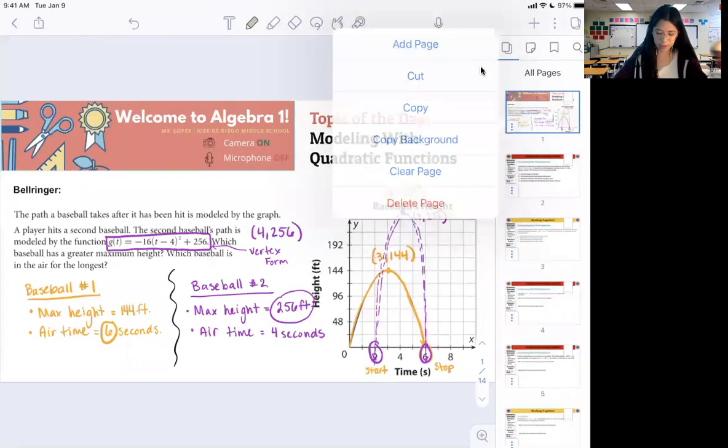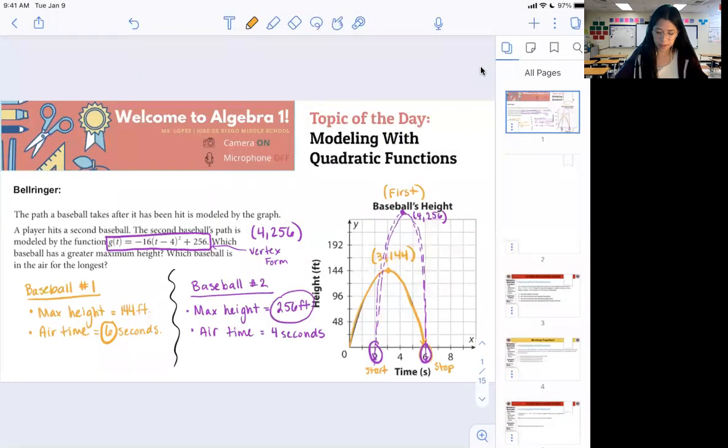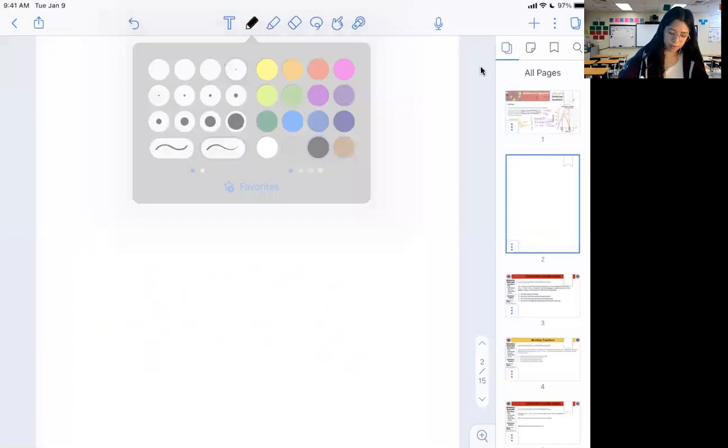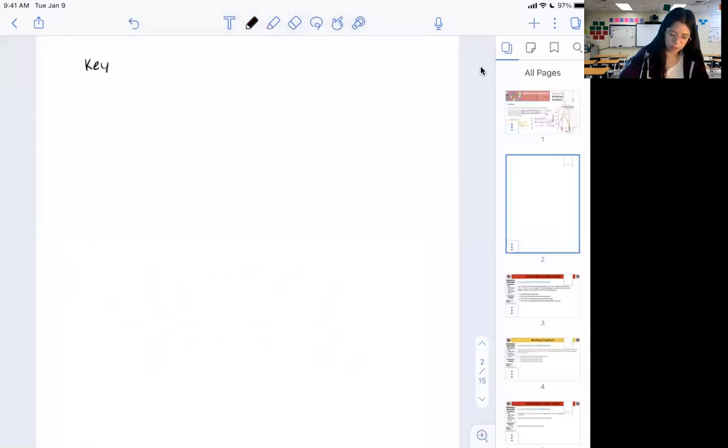So I actually want to add a page real quick, just to go over the keywords that we started to talk about yesterday and that we will probably see again today. So we're just going to make a quick little list of keywords that we can keep an eye out for.